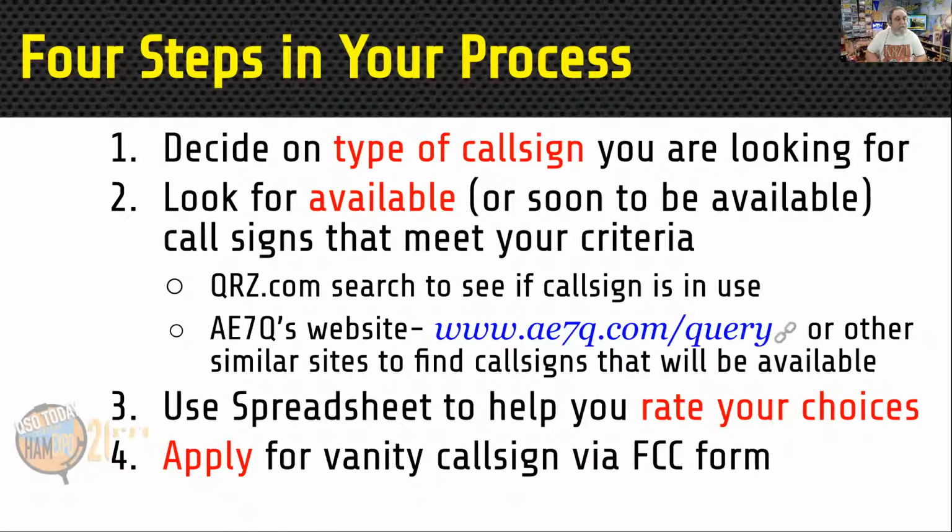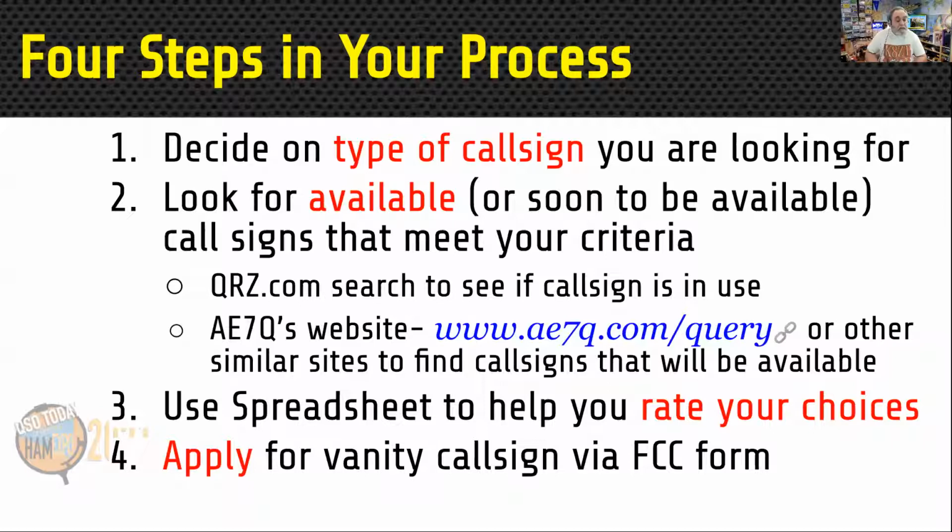There's 4 steps in the process of deciding on an ideal call sign. The first is to decide on the type of call sign you're looking for, and we will discuss the types in an upcoming slide. Then you need to look for available or soon-to-be available call signs that meet your criteria. You can begin your search on K8ZT.com to search to see if a call sign is in use. AE7Q's excellent website or other similar sites can be used to find call signs that will be available soon.